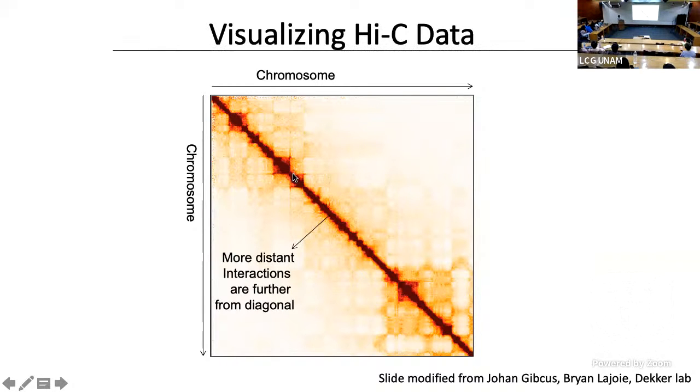So what you can see, first of all, is that there are these regions of self-interaction. And these are the topologically associating domains. Along the length of the chromosome, there are regions that prefer to interact with themselves. And you can also see longer range relationships of regions that tend to associate.